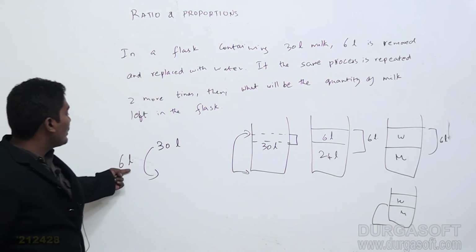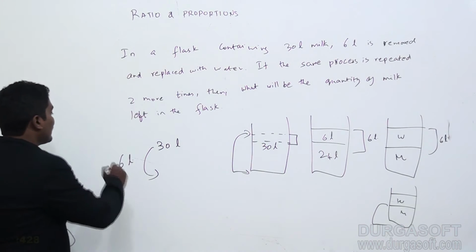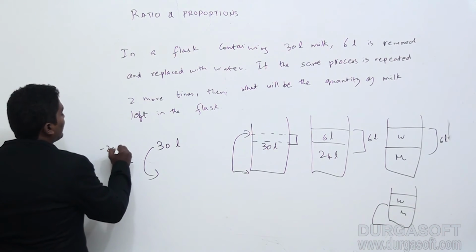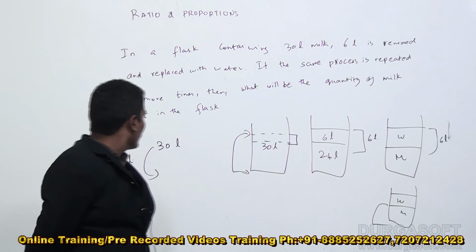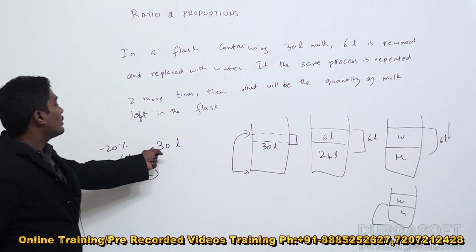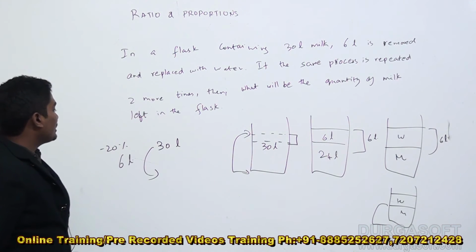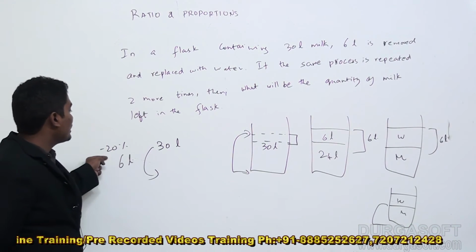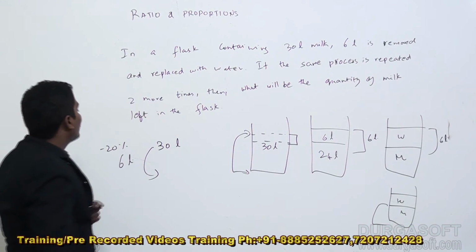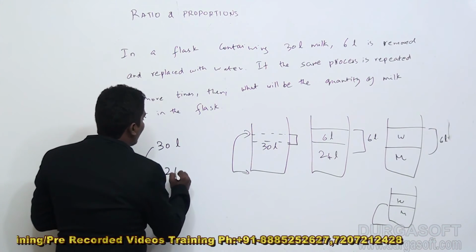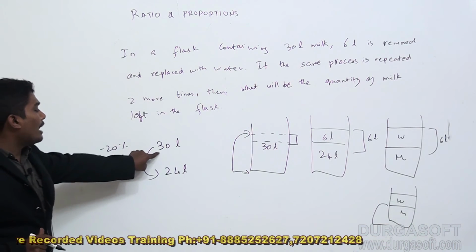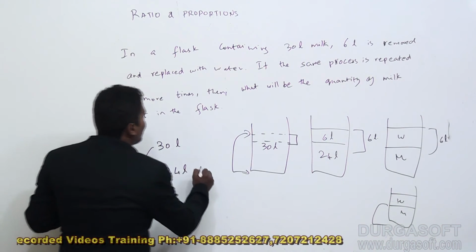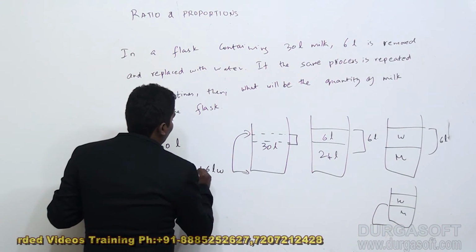So in 30 liters, if I am removing 6 liters, I can say I will be removing 20%. From 30 liters I will remove 20%, and 20% of 30 is 6. After removing 6 liters, I will have 24 liters of milk, and I will replace it with 6 liters of water.